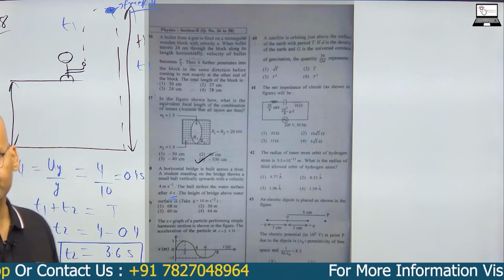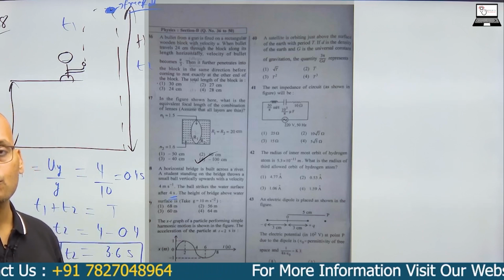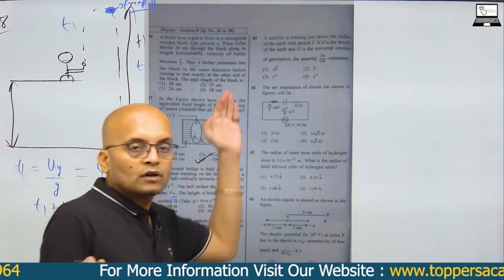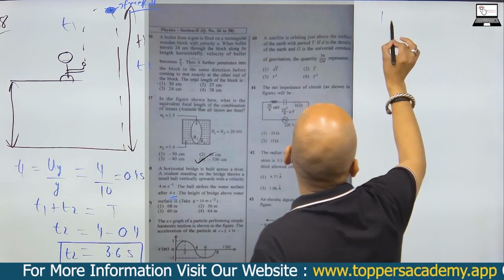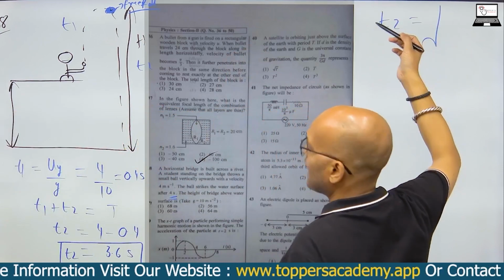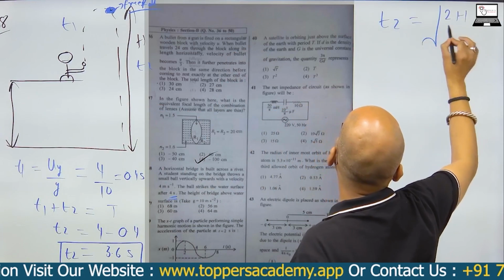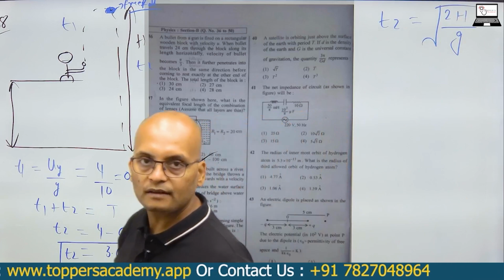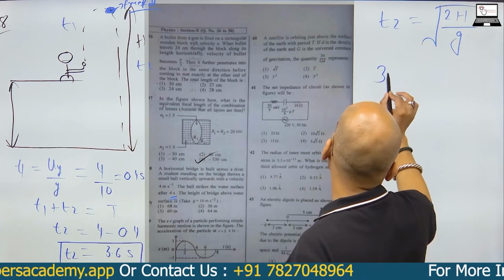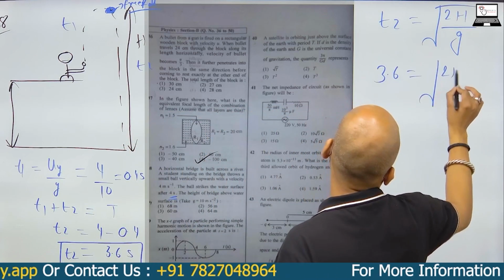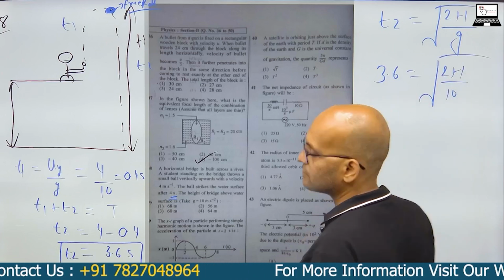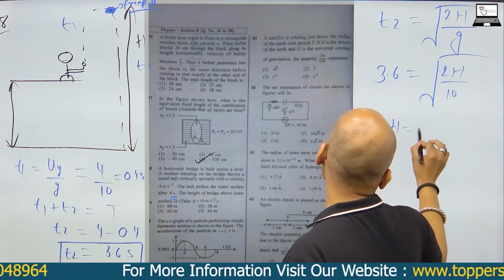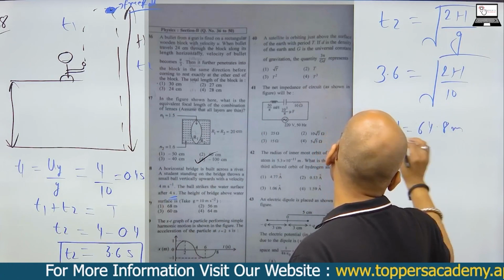Yes or no? T2 comes out as 3.6 seconds. How to calculate T2? It is doing free fall. For free fall, time is given by the square root of 2h upon g. Put the values: 3.6 is equal to the square root of 2h upon 10. Solve it. H comes out as 64.8 meters.